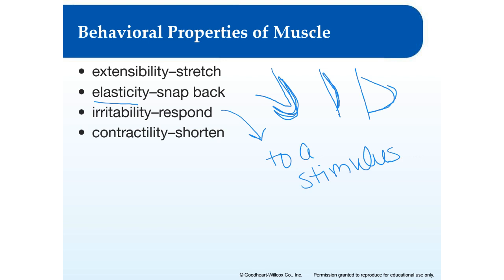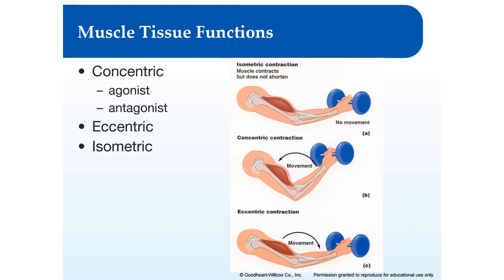So they're able to stretch, they're able to return to their original shape, they respond to the stimulus, and then they can shorten, or they can contract. That's contractility, their ability to shorten, which is what allows them to pull on the bones and cause movement. So the last thing we're going to talk about with muscles are these different types of contractions. And in particular, we are now focused on skeletal muscle. So these are specific types of contractions that I'm going to find in skeletal muscle.